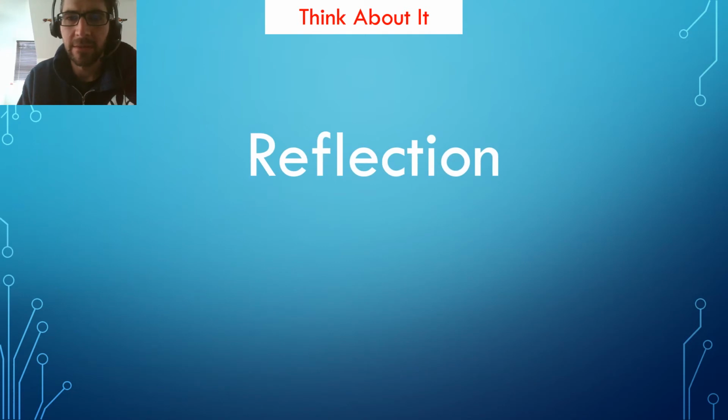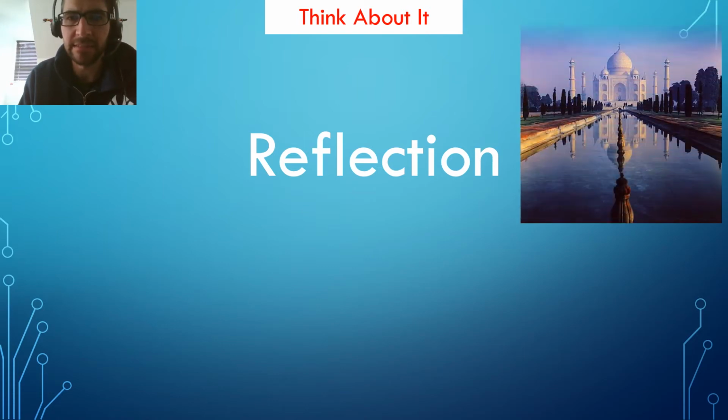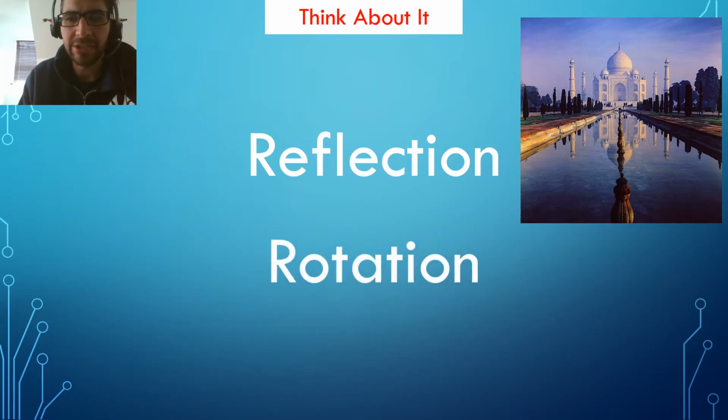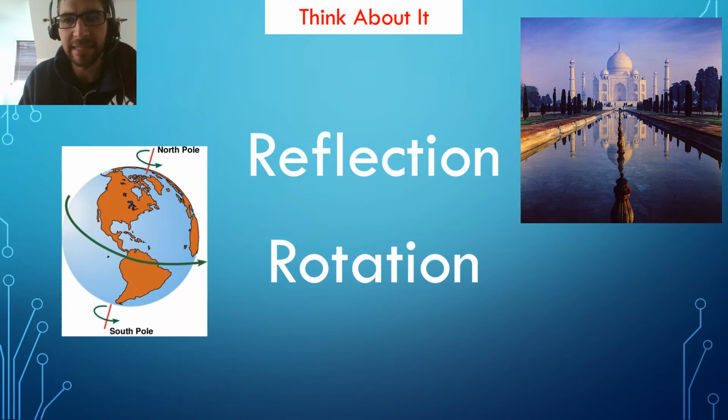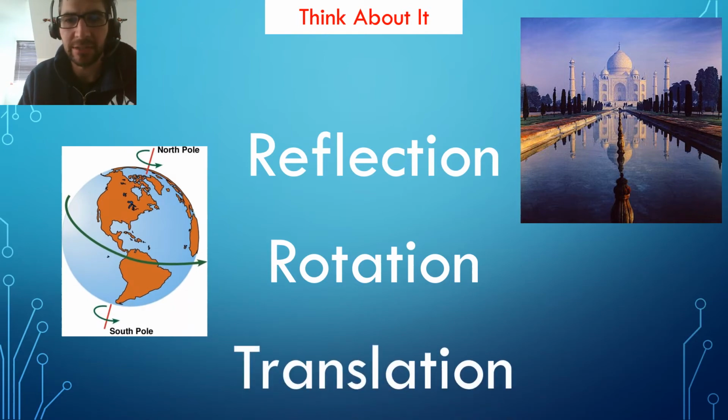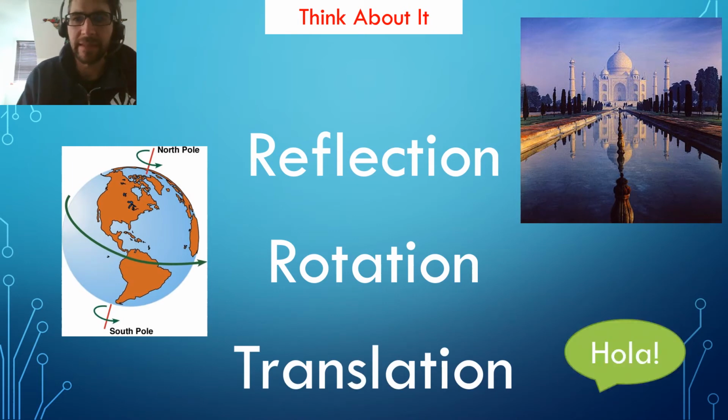Let's think about it. What comes to mind when you hear the word reflection? Did you think of a mirror or a body of water like this? What about the word rotation? I know when I hear the word rotation, I think about the Earth rotating on its axis. How about our last word, translation? Did you associate that with language and changing between languages like I did?